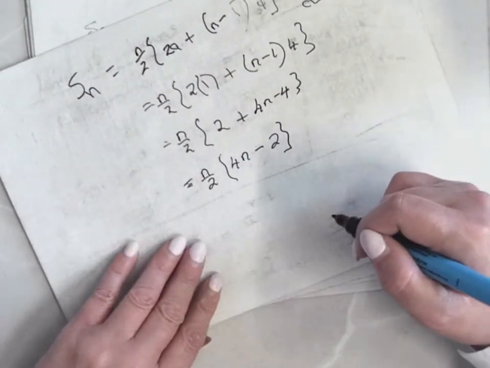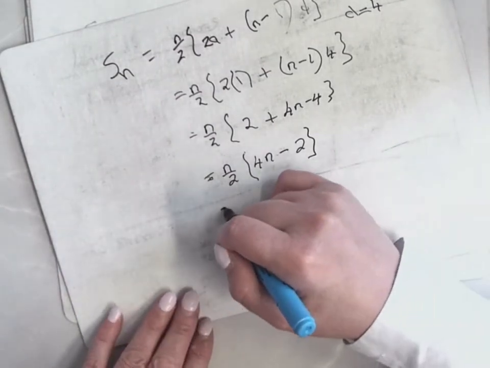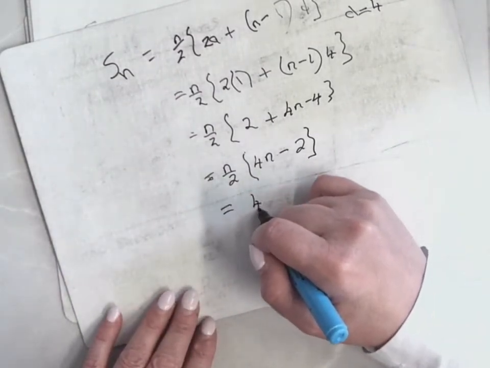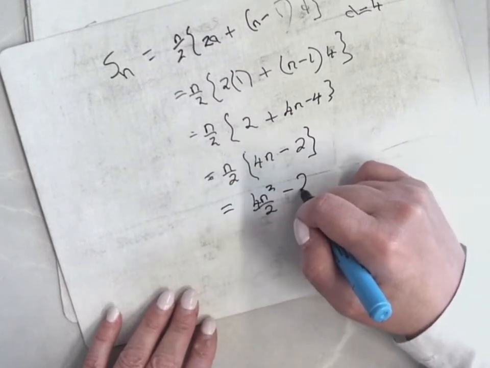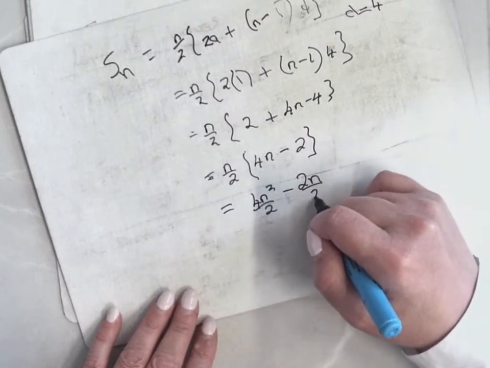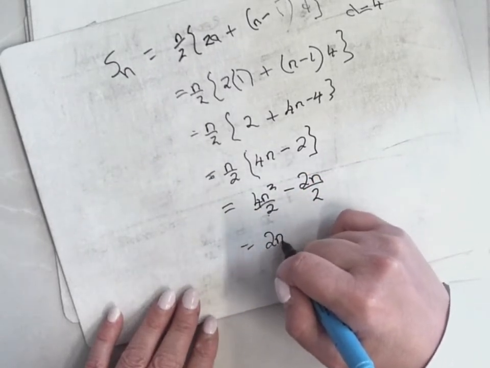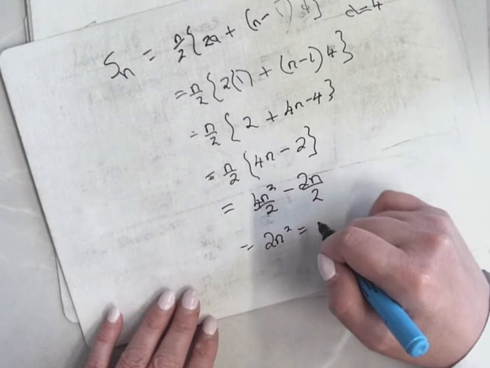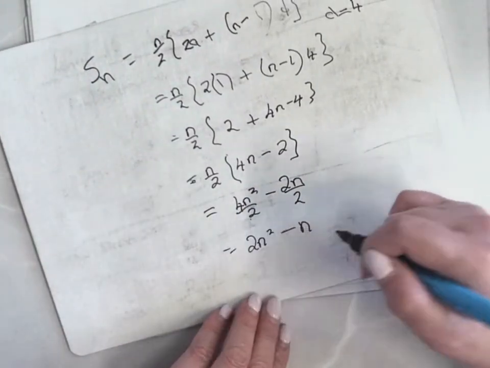Okay, and you can multiply in if you want, you get full marks for that, okay? But if you want to multiply in, that would be 4n squared over 2 minus 2n over 2, and then 4 divided by 2 is 2n squared, and 2 divided by 2 is 1, or just n on its own, so minus n. Is that alright?